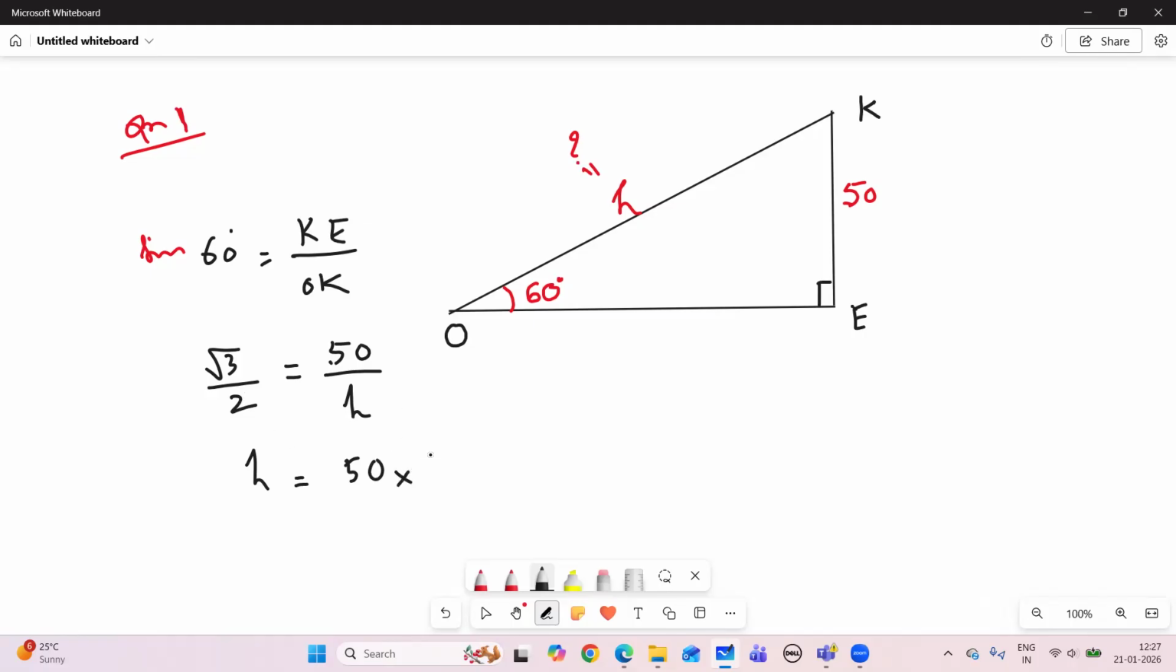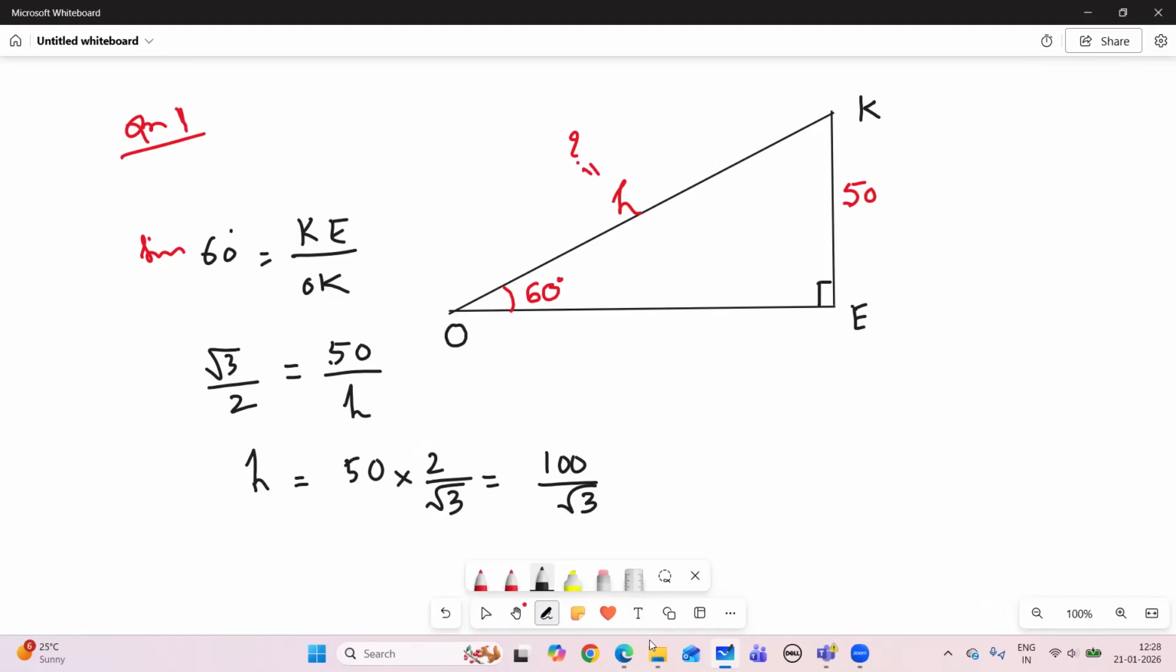When it comes to the other side, it becomes 2 by root 3. I'm taking h to the left hand side. This is in the denominator. It comes into the numerator on the left hand side. And root 3 by 2, when it comes into the right hand side, it reverses. Its reciprocal must be taken. From the denominator, when it enters the numerator, it becomes its reciprocal. So 50 into 2 is 100 by root 3 units. This will be the length of the string.